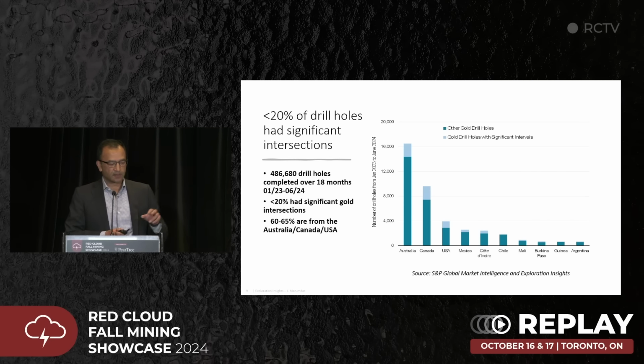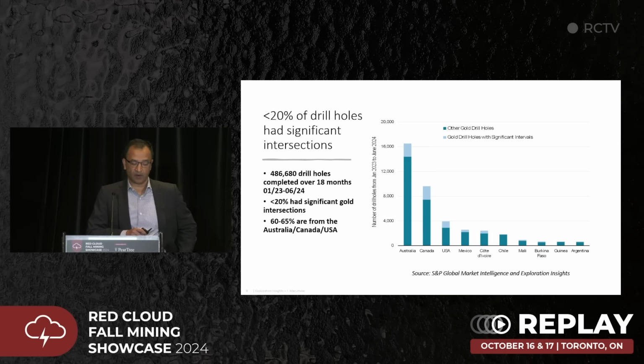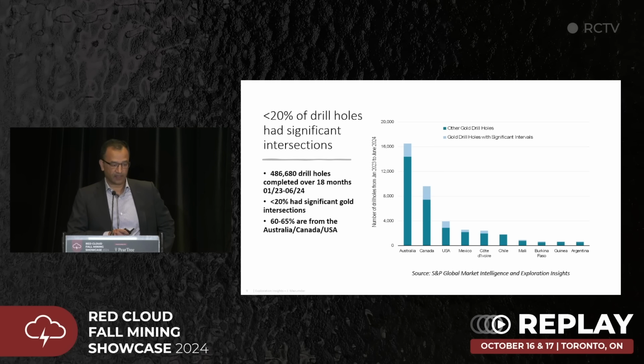So this is the number of drill holes drilled over 18 months between January 2023 to June 2024. There's 486,680 drill holes. Less than 20%, which seemed high to me actually, had significant, or what's considered significant, gold intersections. Again, 60 to 65% in those same three jurisdictions. Don't see a lot of Russia here. You're definitely not going to see anything from China there. It tends to be lower grade.